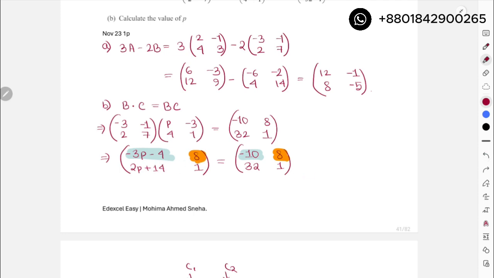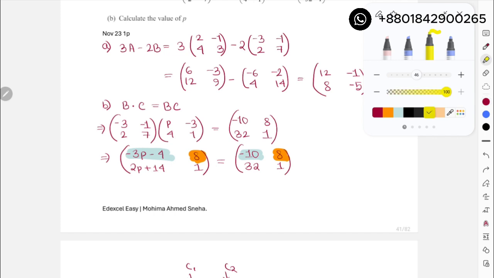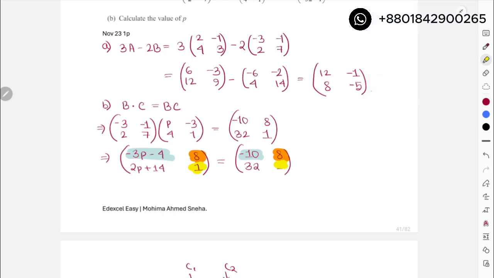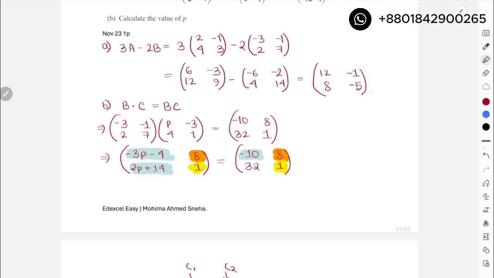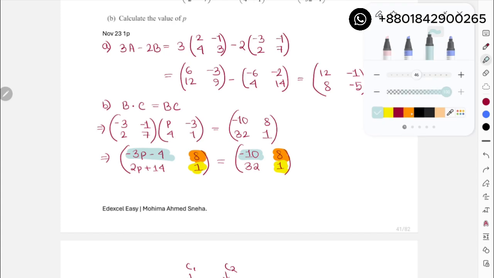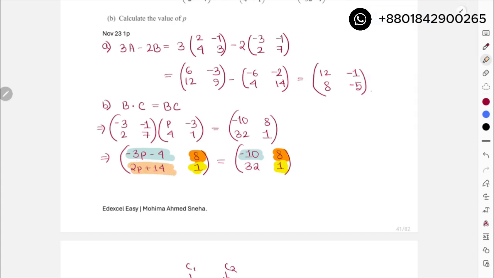1 equals 1, and another color we can use is this one, 2p plus 14 is equal to 32. That means for the orange and yellow ones, I do not have any letters there, so I'm not going to use them to find the value for p. But I'll use the other two colored parts to find the value for p. And it doesn't matter whichever I use, they will always give you the same value for p.